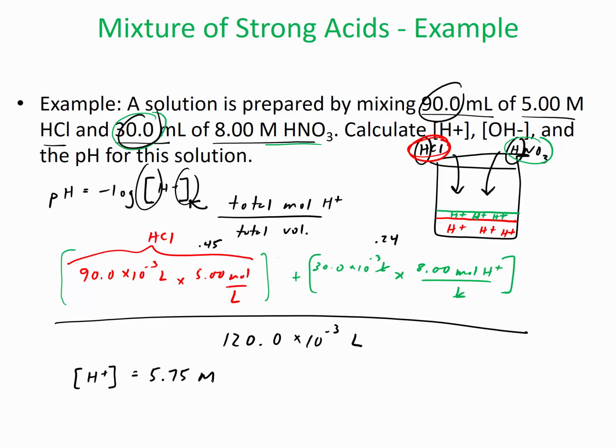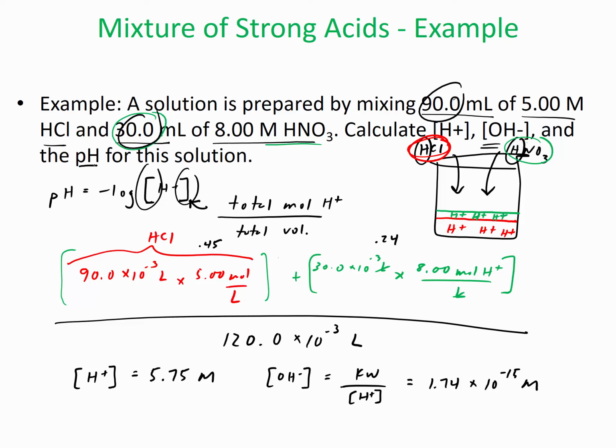And it says calculate the OH concentration. So OH is going to be KW over H. It should have 3 sig figs, so 1.74 times 10 to the negative 15th molar.